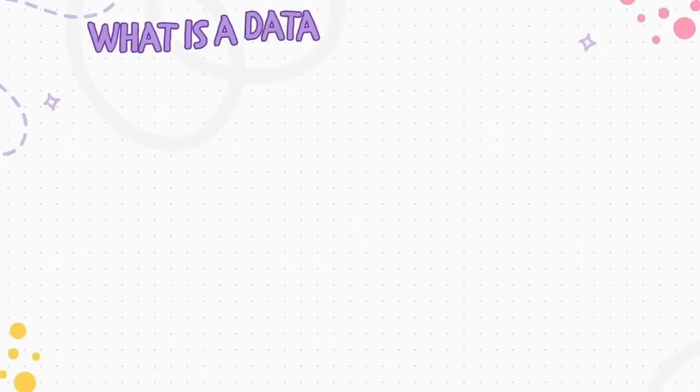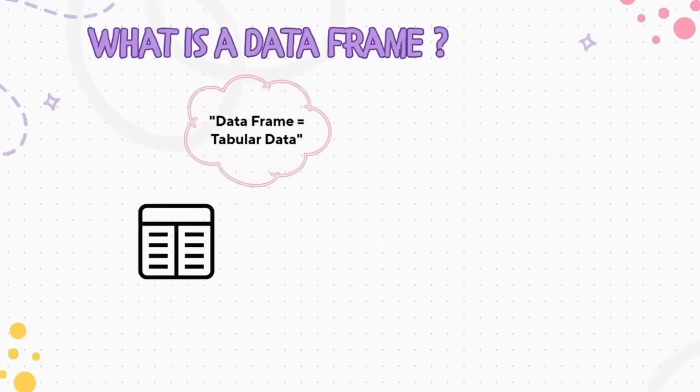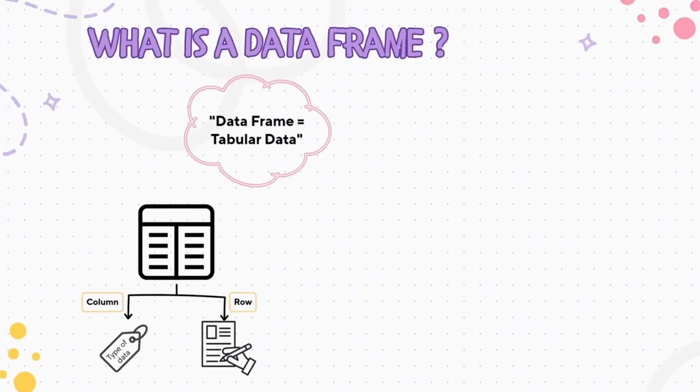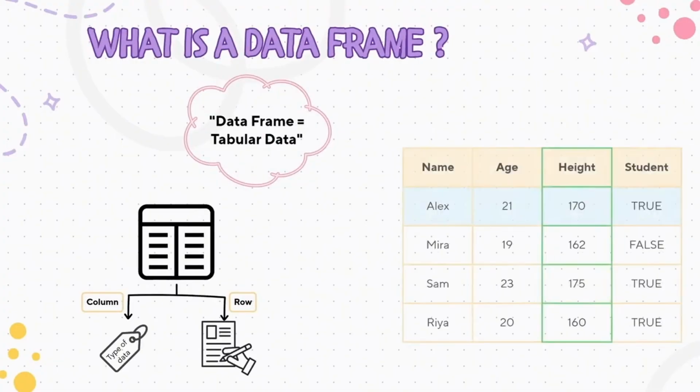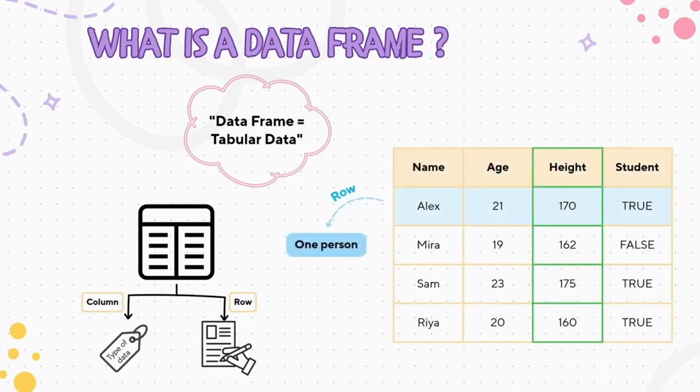What is a data frame? A data frame is like a table. It has columns and rows, similar to an Excel sheet or Google Sheet. Each row represents an observation or an entry. So this row, which is the first row, Alex, 21, 170 and true, represents the data of one person. The person's name is Alex, his age is 21, his height is 170 centimeters, and he is a student. So rows represent an entry or an individual case, whereas columns represent the type of data. This is a column which contains data of height, so it is one attribute.